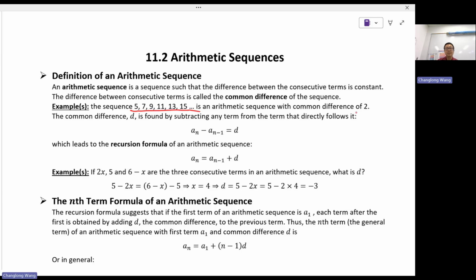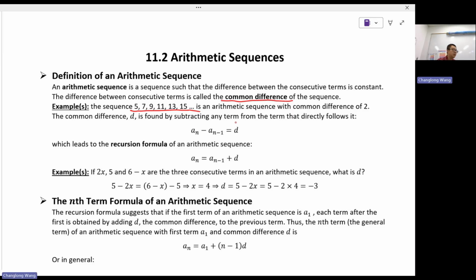Now, we do have something called a common difference to capture that kind of behavior. Because if you're always going to add a constant to go from a term to the next one, don't you think that the difference between two consecutive terms will always be a constant? And we just call it the common difference. Okay, so that's something you must have for an arithmetic sequence. So for the example here, the common difference is 2.